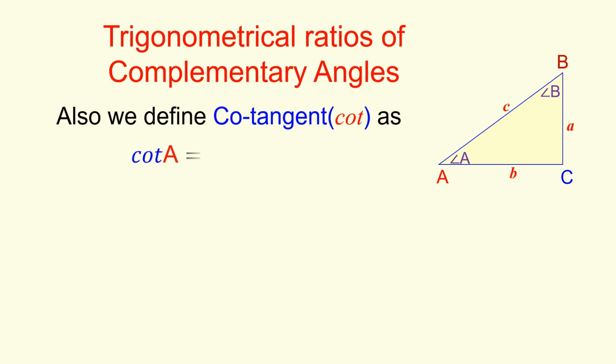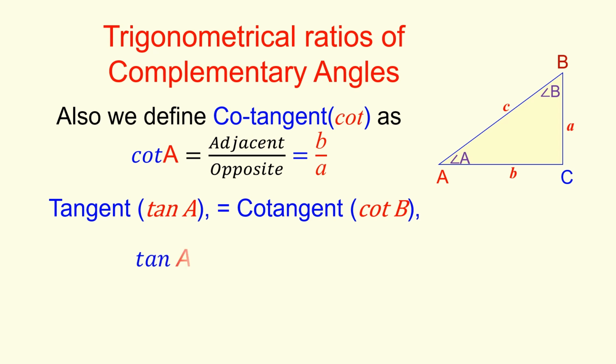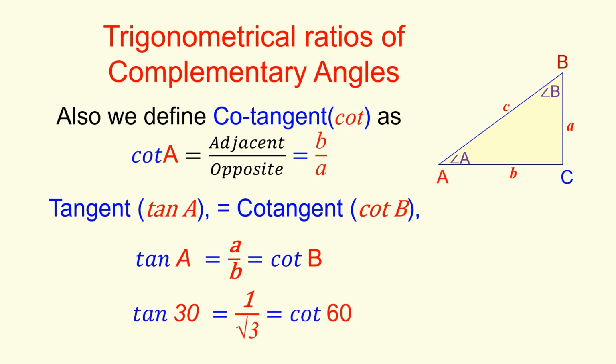We define another complementary ratio, cotangent, or cot A equals adjacent by opposite equals b by a. So tangent of angle A equals cotangent of angle B. For example, tan of 30 degrees equals 1 by root 3 equals cot of 60 degrees.